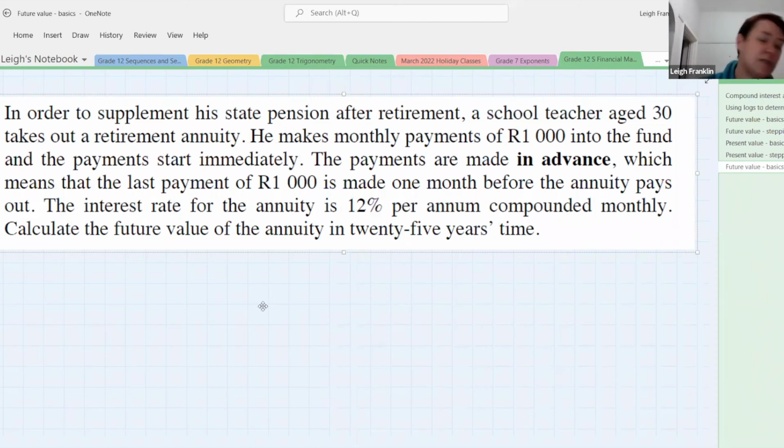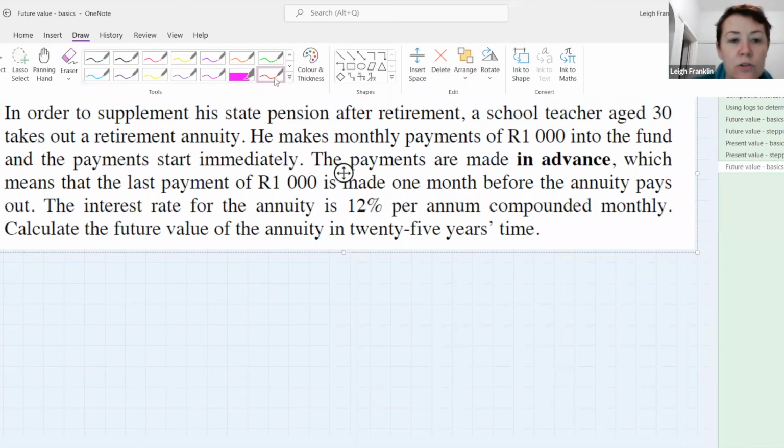So what they want us to do now is calculate the future value of this annuity in 25 years' time. Let's have a look at what we need to do. Again, if you want to draw a timeline to help you represent the information visually first, I think that's fine. Let me just show you that very quickly.